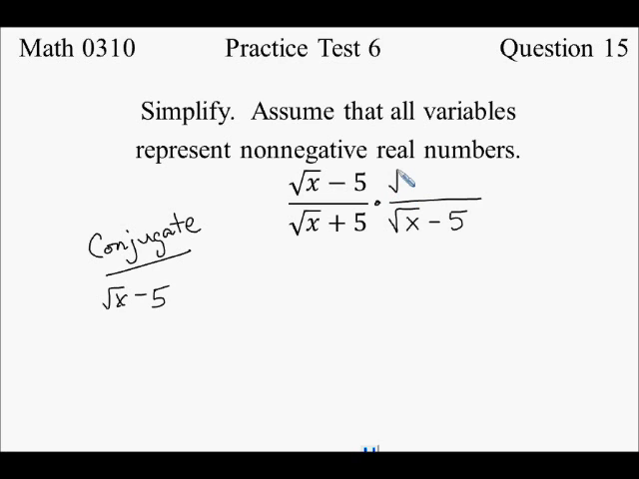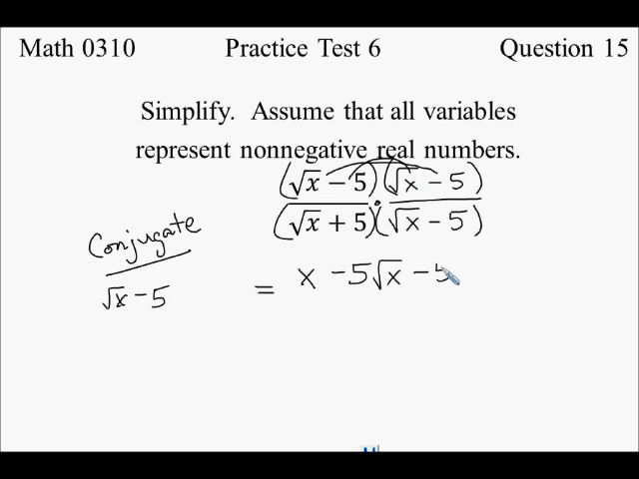Okay, so we must multiply the top by the same thing. We just happen to get the same thing on top. Alright, and so now again, remember, when we multiply by a conjugate, we want to think of distributing. So first let's distribute the top. So square root x times square root x. A square root of something times itself is going to give us what's underneath, so it's just going to give us x. Square root x times negative 5 would give us negative 5 square root x. And now we distribute the second term, negative 5 times this square root x is going to give us another negative 5 square root x. And negative 5 times negative 5 would give us plus 25.